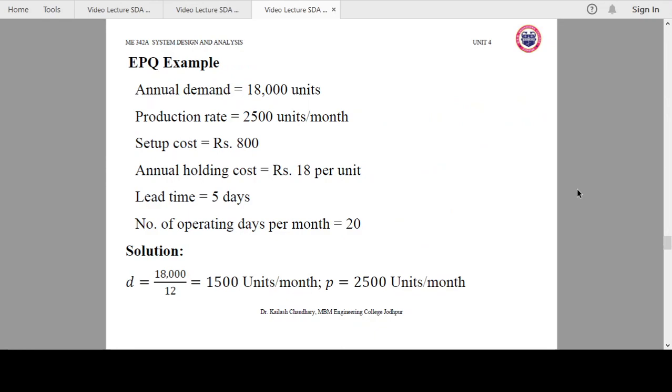Now this is the example for EPQ. Annual demand is 80,000 units. Production rate is given, setup cost, annual holding cost, lead time, and number of operating days per month. So using these data we calculate the demand per month, and the production we are having per month. So we calculate D and P.